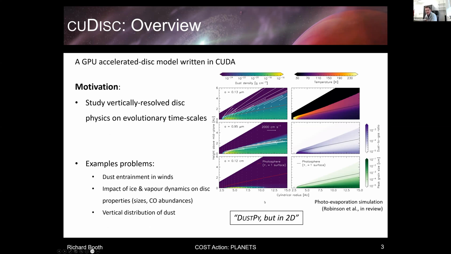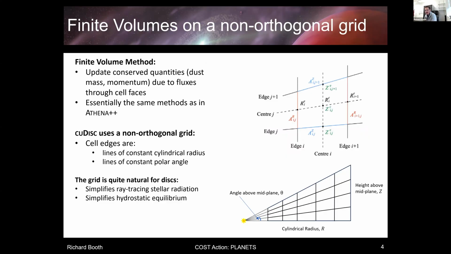If you want to think about what this code is, it's essentially doing similar things to what you would do with DustPy. DustPy is a 1D vertically integrated code, but here we're doing it in 2 dimensions. The dust dynamics is done using a standard finite volume method, which means we divide our disk up into a bunch of cells, and our cells are essentially fixed in time. On those cells, we specify things like the amount of dust, the speed it's moving, and we're going to solve for the evolution of that. The methods we're using are essentially the same as Athena++.